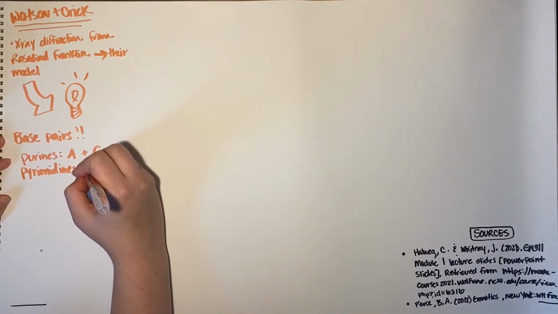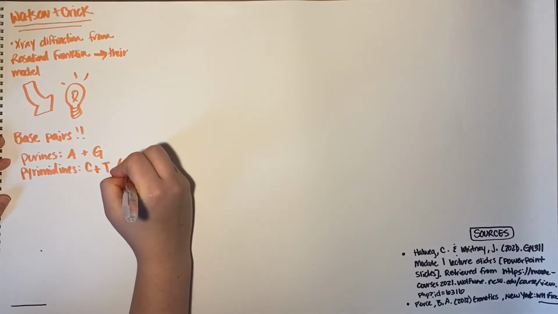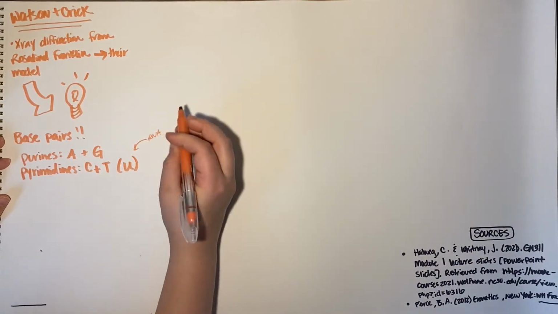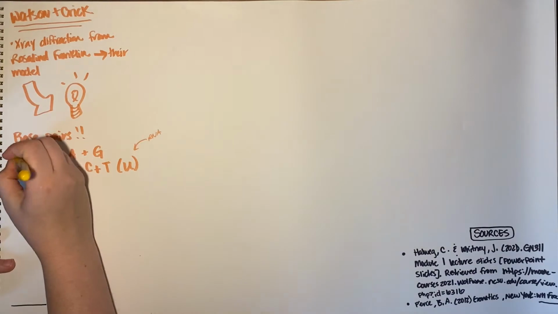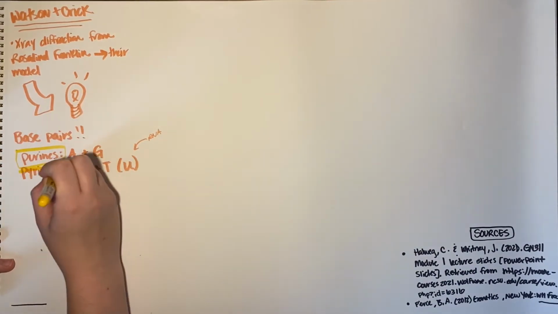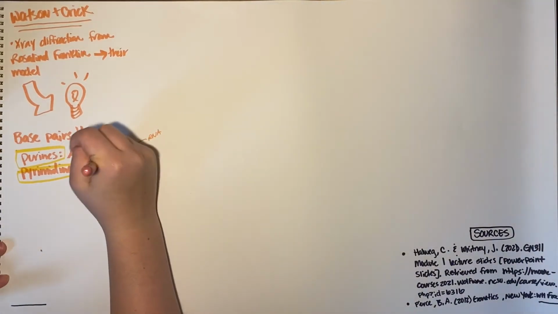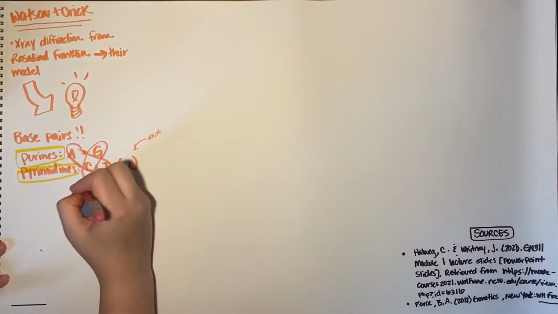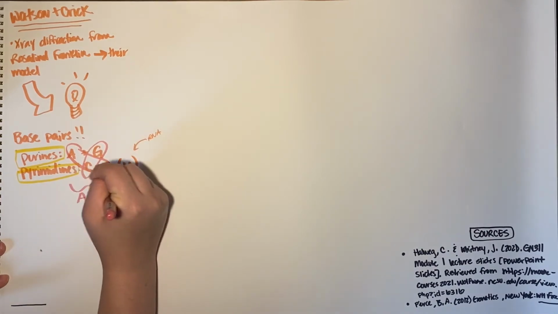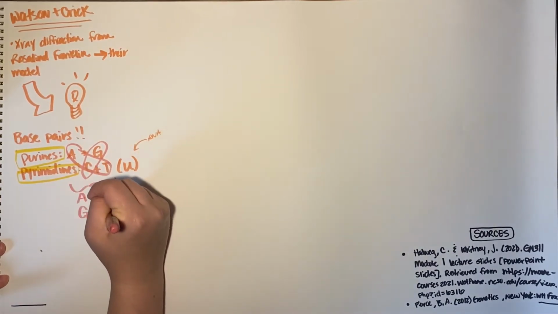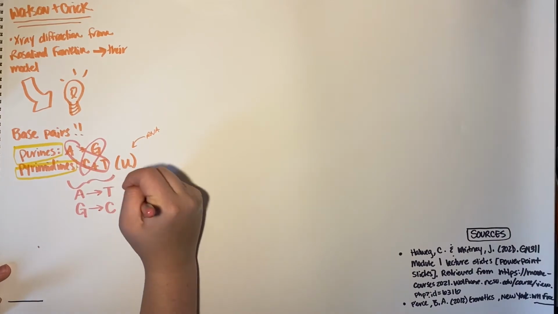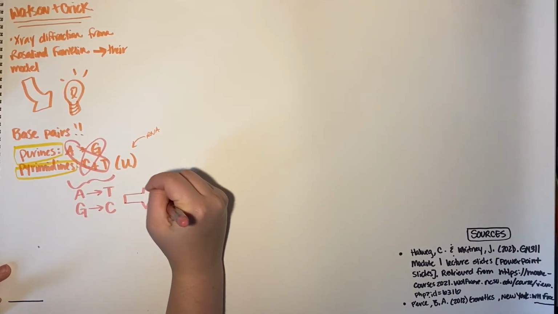Adenine and guanine have a double ring structure. This makes them purines. Cytosine, thymine, and uracil, which is only found in RNA, have a single ring structure. This makes them pyrimidines. The base pairing rules that they discovered, C and G, with A and T, helped them build their 3D structure.